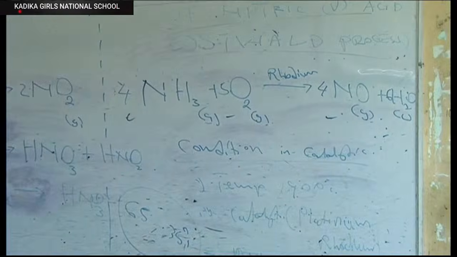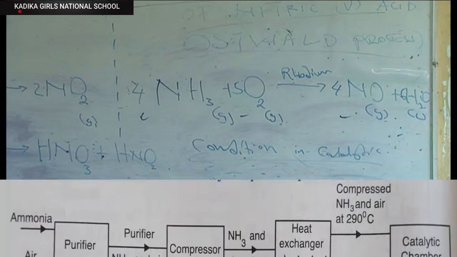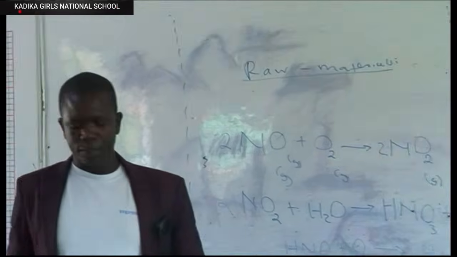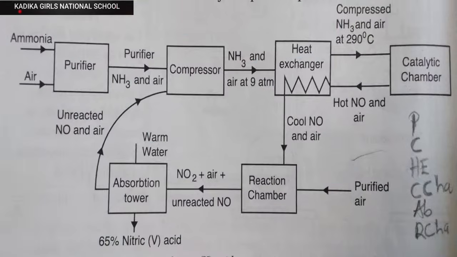Then nitrogen 2 oxide is again passed to the heat exchanger for cooling. After it has been cooled, it is reacted with purified air to form nitrogen 4 oxide, which is then reacted with a downward flow of warm water. That is important. So we can go to the next question so that we just wind up.